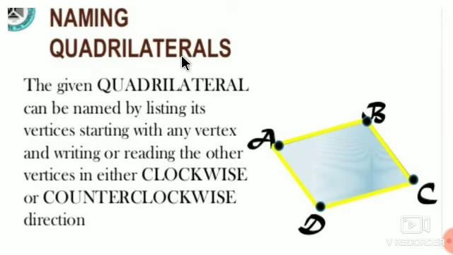Now how to write the name of the quadrilateral? The given quadrilateral can be named by listing its vertices starting with any vertex, and writing or reading the other vertices serially in either clockwise or anti-clockwise direction. But you should write serially clockwise or serially anti-clockwise. It is very important.